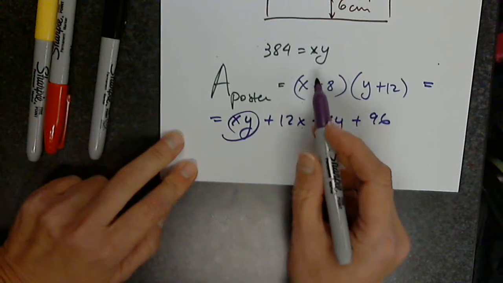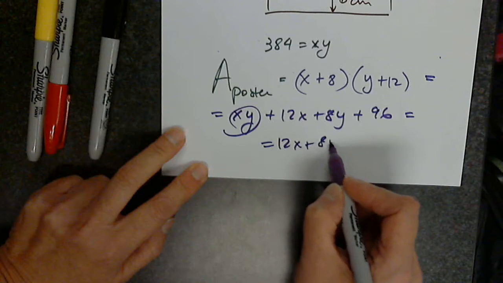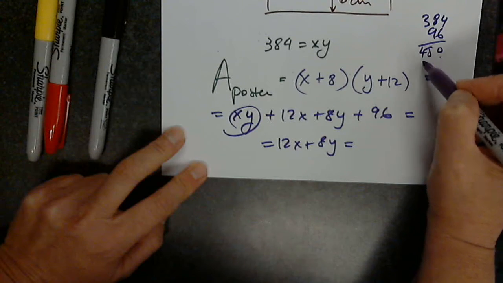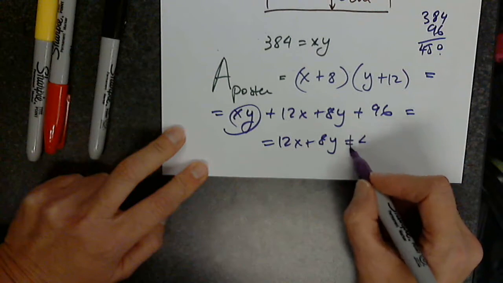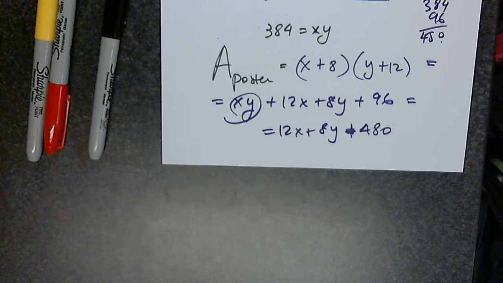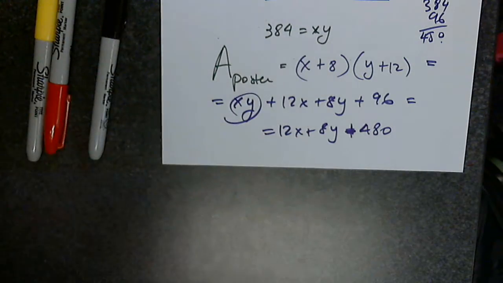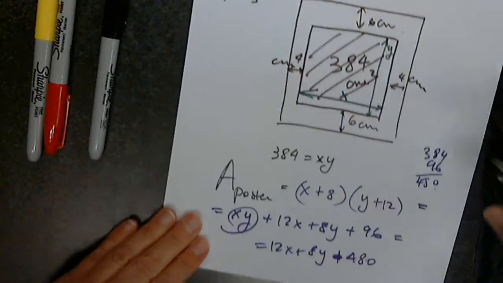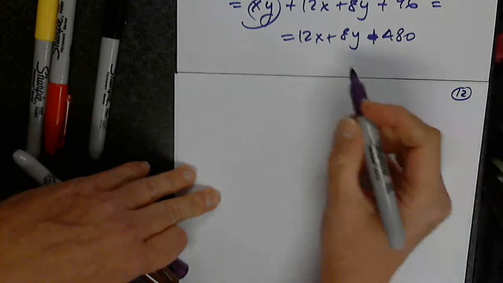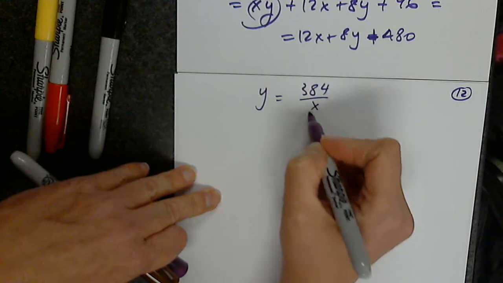Yes, I will replace this by 384. So I have 12x plus 8y. So 384 and 96, 480, I think. So plus 480. However, I do have a problem, and the problem is that it's a function of two variables. But I have an equation that I can use. Which variable do you want to get rid of? I never really like to get rid of x, but sometimes I will get rid of x. But in this case, I'm going to say y equals 384 over x.